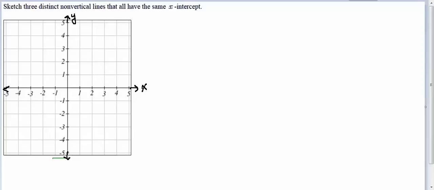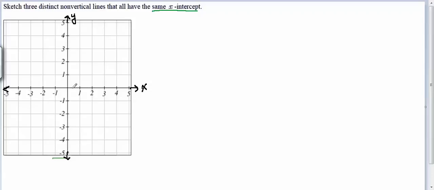In this example, we're asked to sketch three distinct non-vertical lines that have the same x-intercept. So let's first think about the different vocab words that are showing up here. We need to make them have the same x-intercept. So an x-intercept is the point where the line intersects the x-axis.